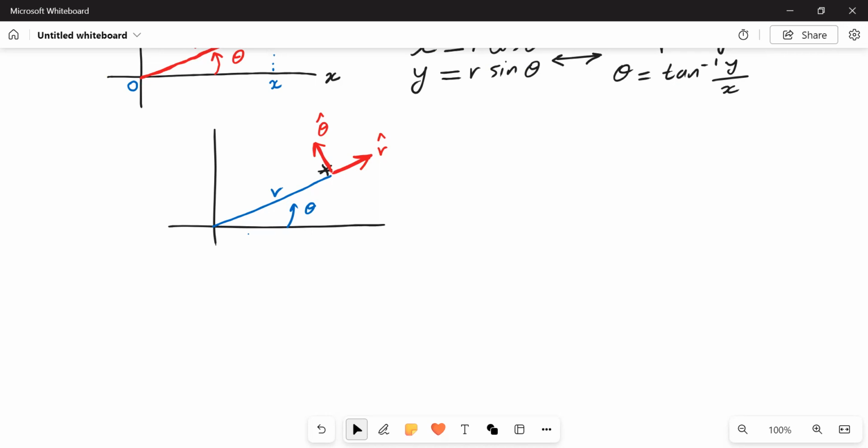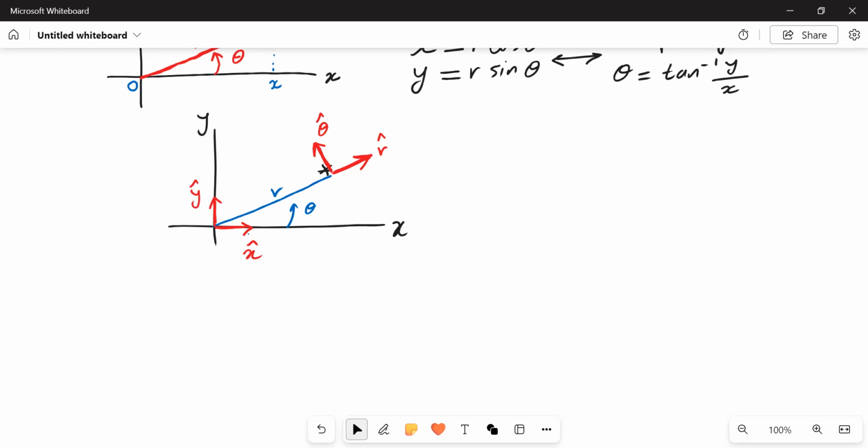Now, there's an important difference between the polar unit vectors and the Cartesian unit vectors. As a reminder, the Cartesian unit vectors are along the two Cartesian axes, x and y. In this figure, I can show the unit vector along the x direction as x hat, and the unit vector along the y direction as y hat. As I mentioned, there's an important difference between r hat and theta hat, and x hat and y hat.